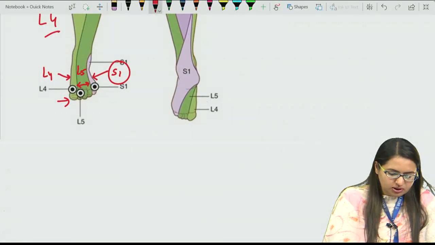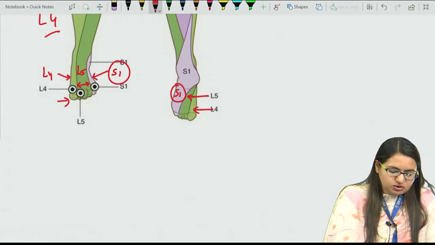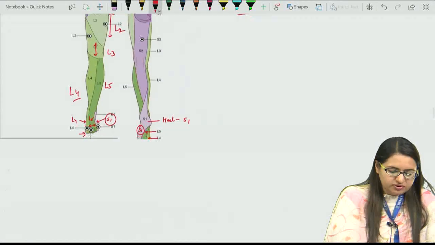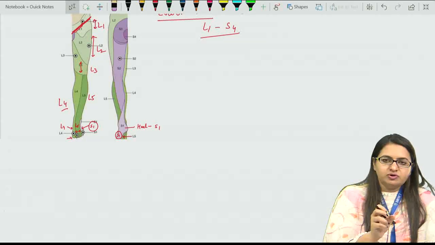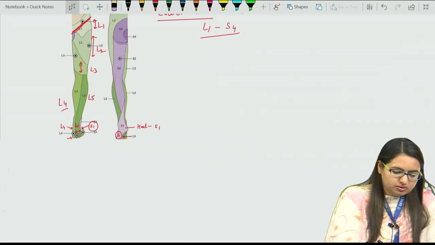The same is for the sole, L4 for the medial side, in between L5, and the lateral most side is by the S1. Now this S1 is continuing towards the heel also. So at the heel also we have the S1 dermatome, and if we see towards the posterior aspect of the lower limb, there is a strip of dermatome which is present along the whole of the lower limb.